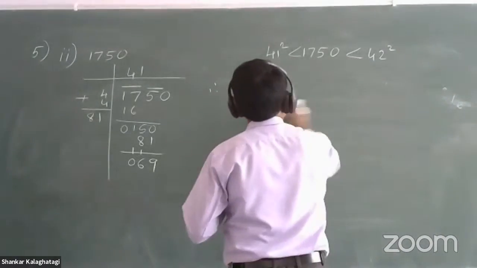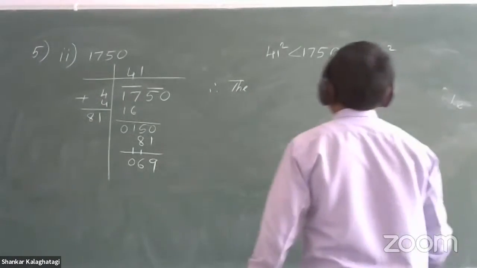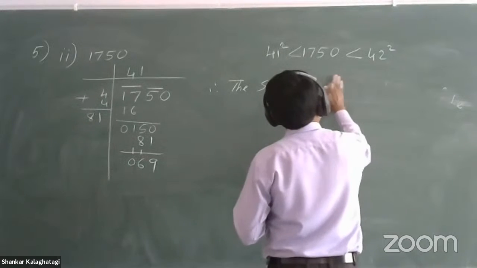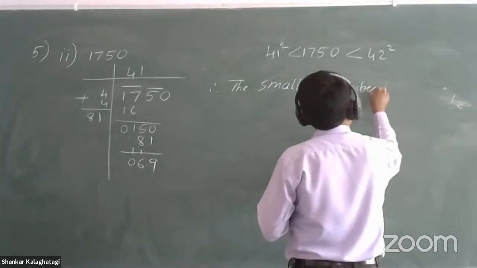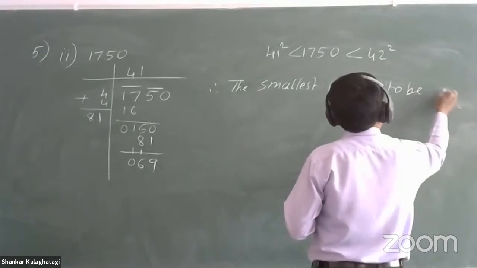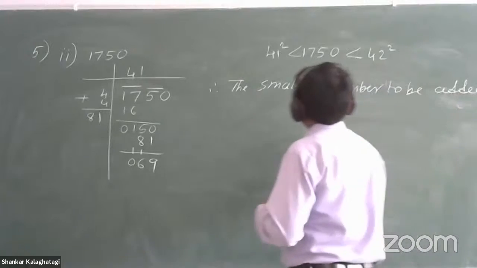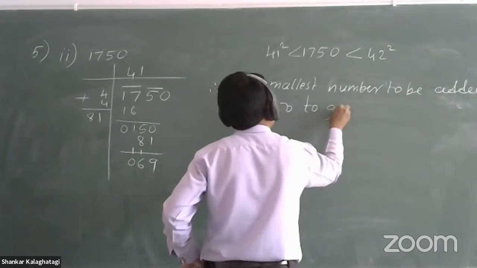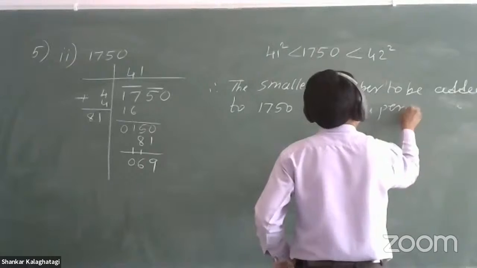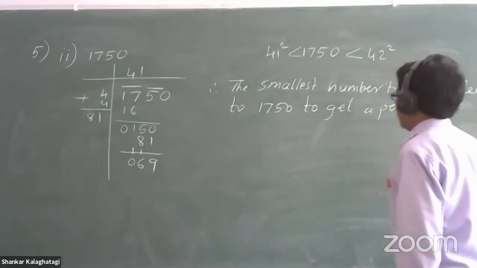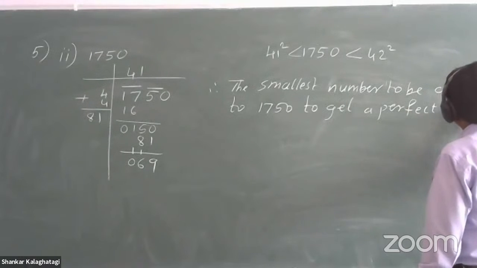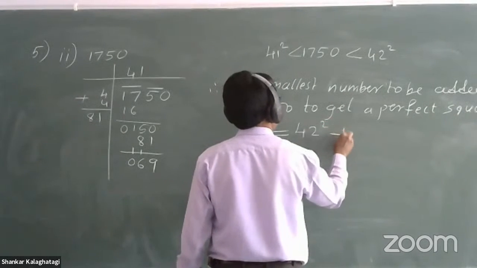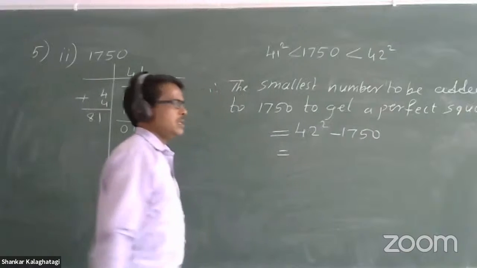The smallest number to be added to 1750 to get a perfect square is 42 square minus 1750. 42 square is how much? Has anyone got?